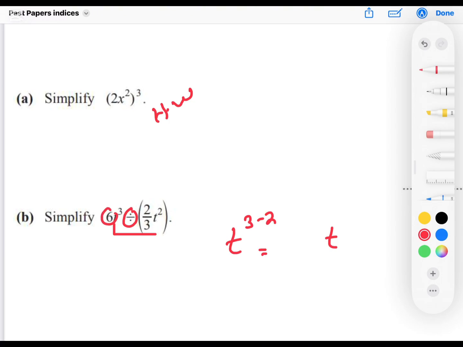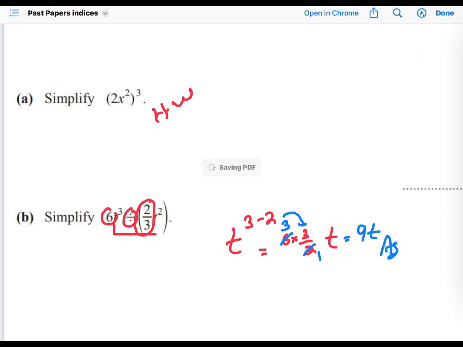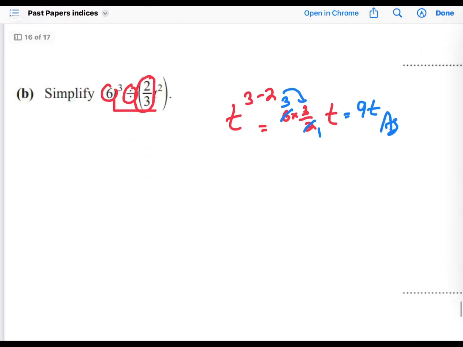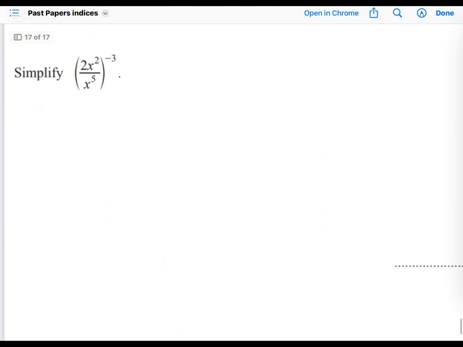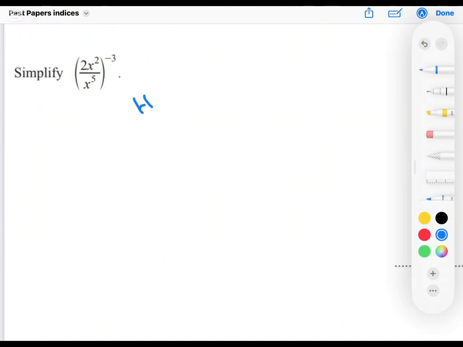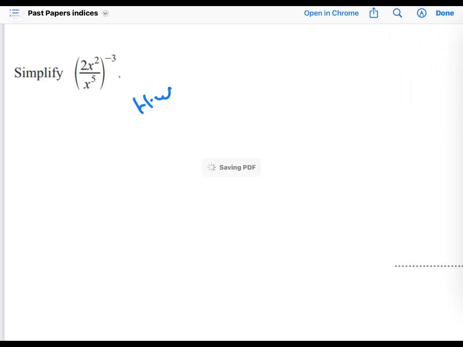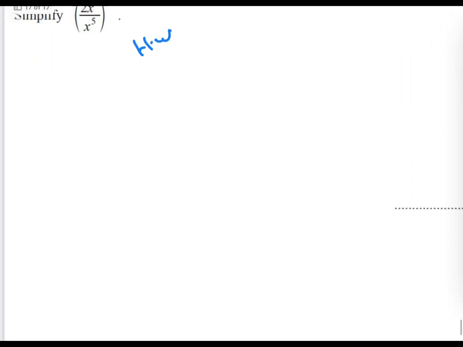Now we need to solve this. When I convert this divide into multiply sign, this 2 upon 3 will become 3 upon 2. Now cancel out: 2 1s are 2, 3s are 6. So 3 and 3 will be multiplied, so 9t will be the final answer. Again the same question, we have done this question, so this is homework for you. Try to solve it because it's important to do practice.